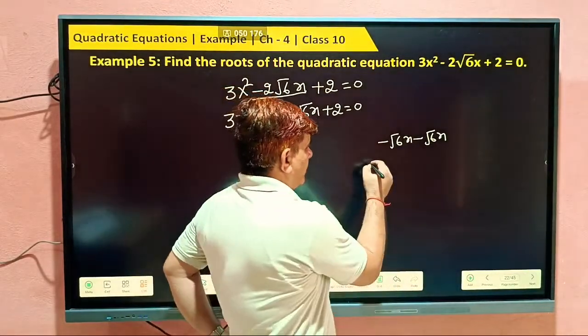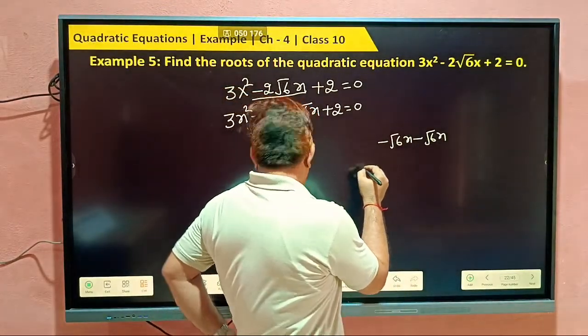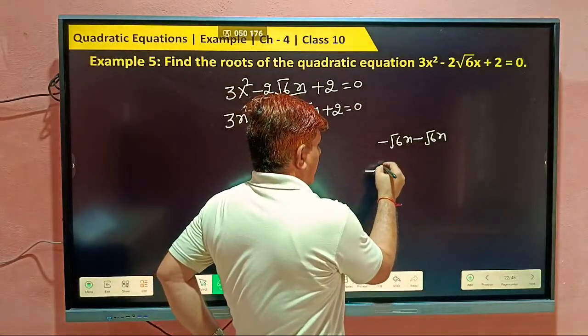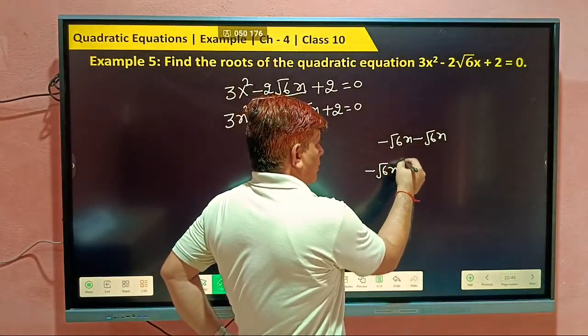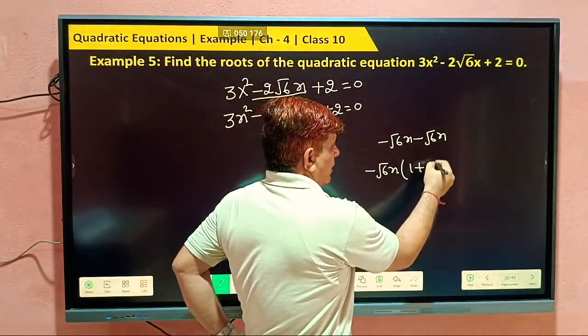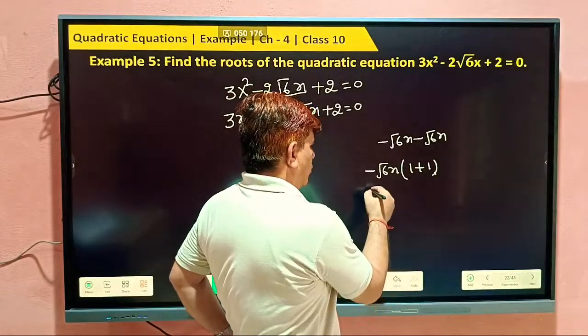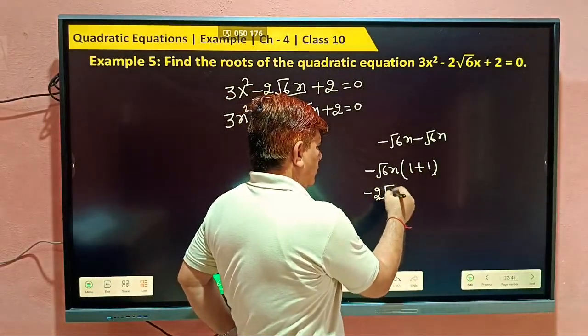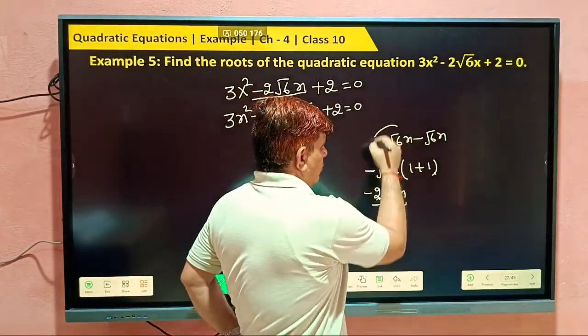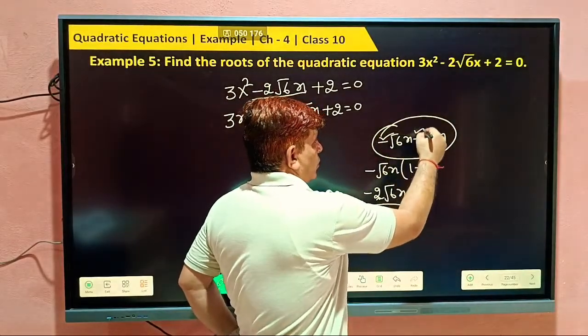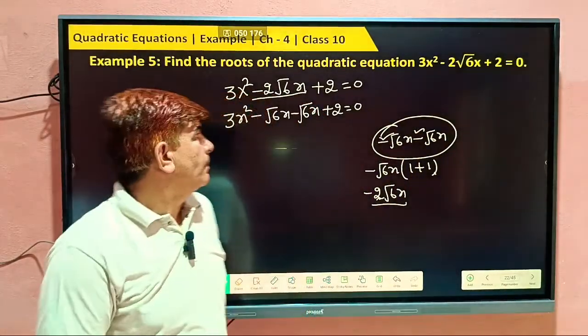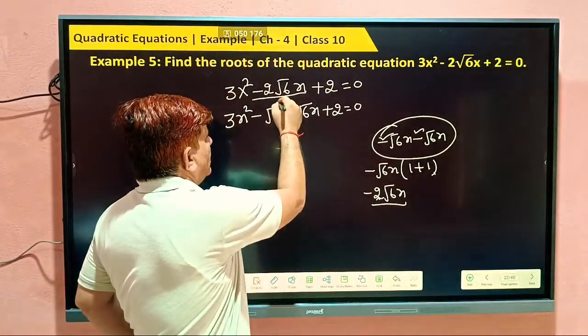If you don't understand, what's common? This is common. Minus and root 6x are taken common. So here 1 and here also 1. Minus taken outside. So 1 plus 1 is 2, and this we can write as 2 root 6x, because both have the same sign. So add them and put that sign. It means this is right.